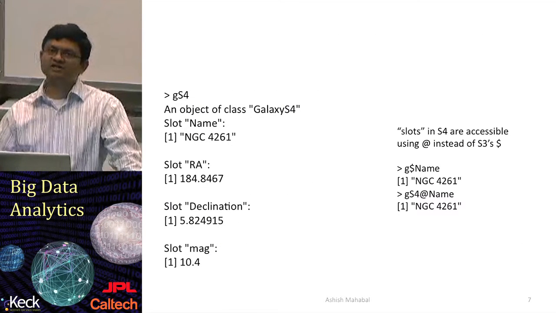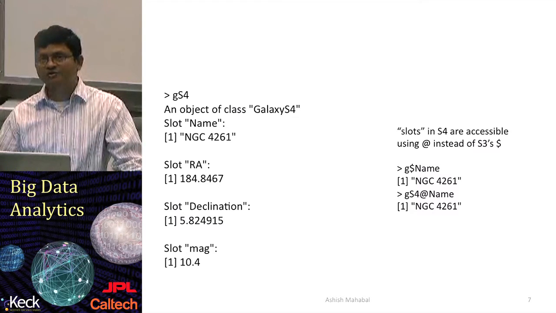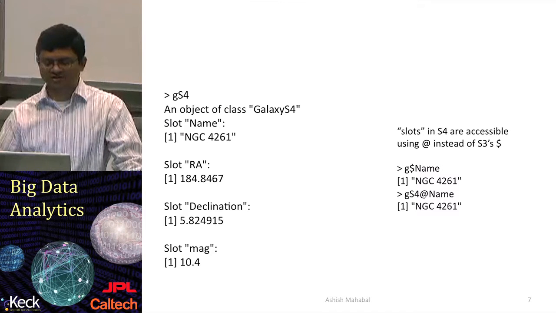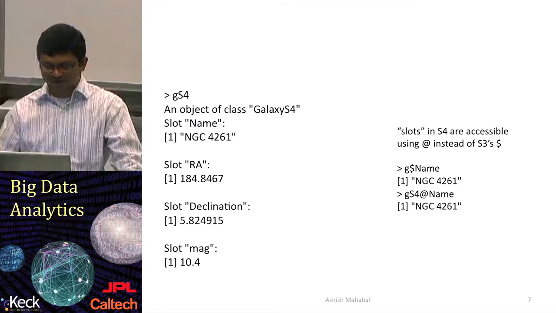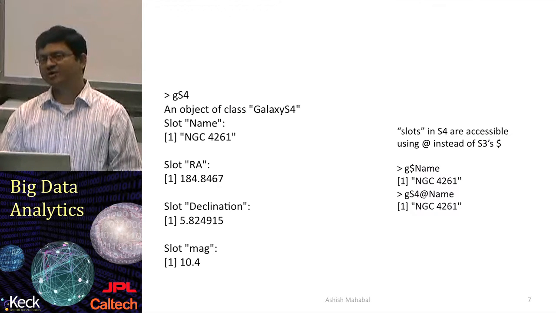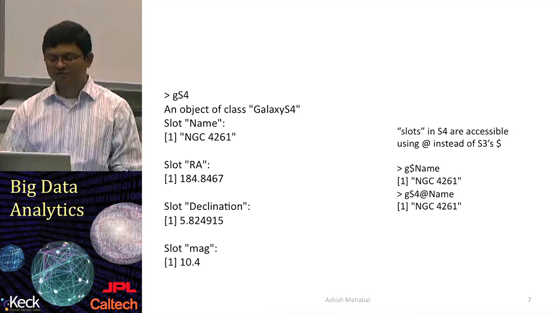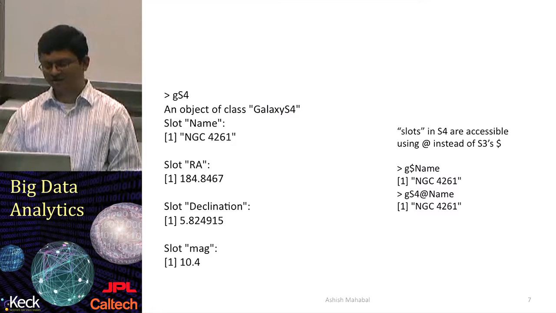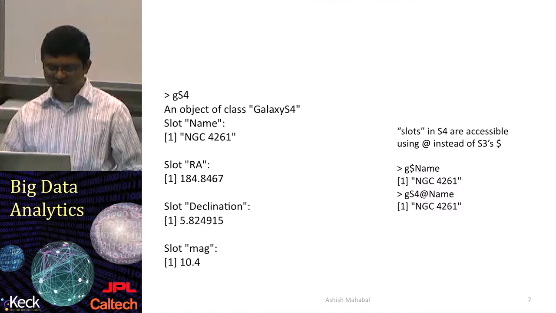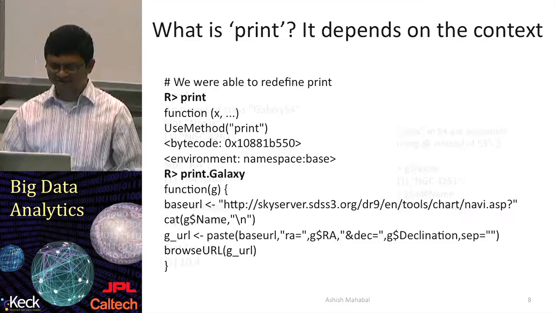So now if you go ahead and say GS4, then it will tell you that it's an object of class GalaxyS4. And now what it uses are what are called slots. So it says that it has 4 slots: the name, array, declination, and magnitude. And these slots in S4 are accessible using the @ character. Remember in S3 we had the dollar character. So you could have said G$name and got back ngc4261. To do that with S4 classes, what you have to do is GS4@name, and you'll get the same information. There are these minor differences, but the main difference, of course, is the error checking involved and the rigorousness with which the class itself is defined.